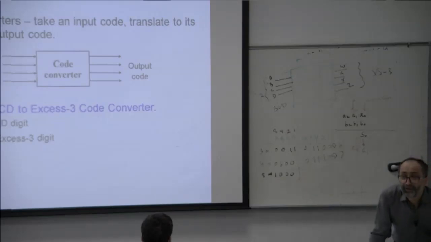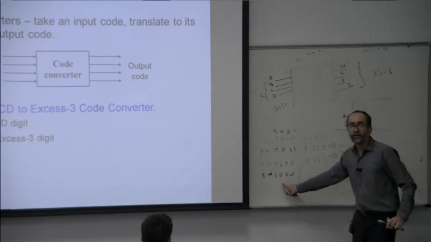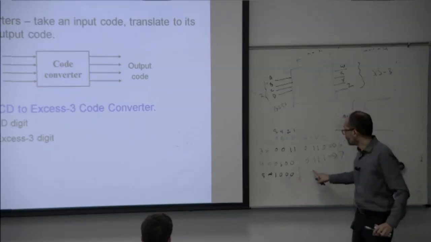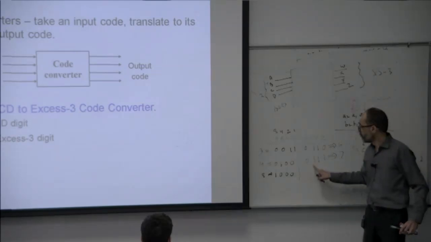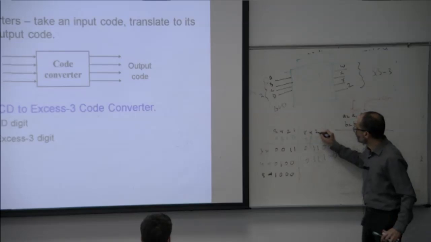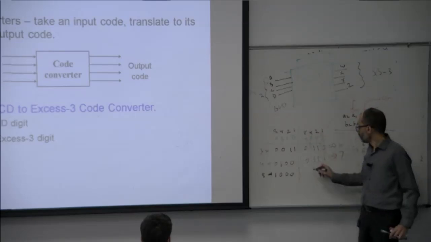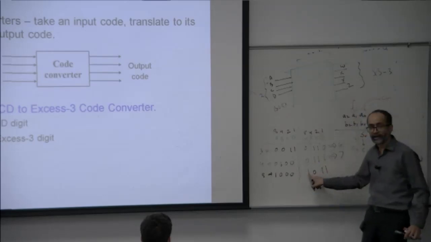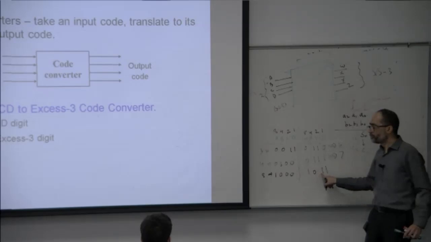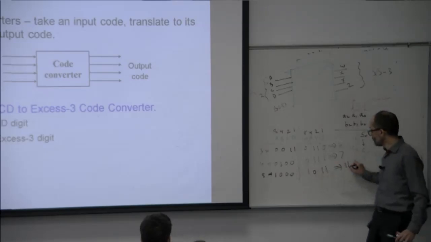If I add 3 to it, what will it become? 8 plus 3. If the input is 8, what is the output? 11. How can I write 11? What's 8, 4, 2, 1? 1. Very good. 1, 0, 1, 1. This is what? 8 plus 2 plus 1. Got it? This is 11.